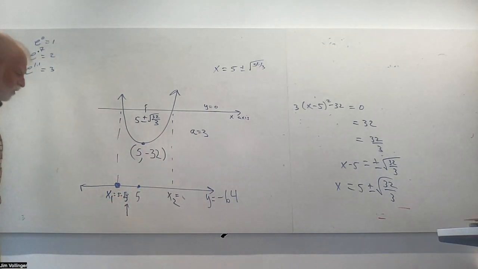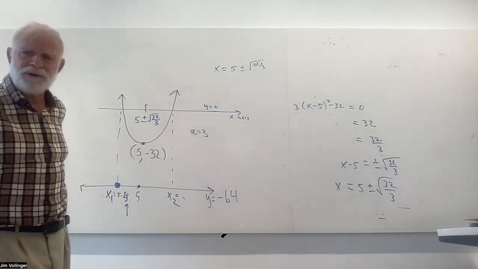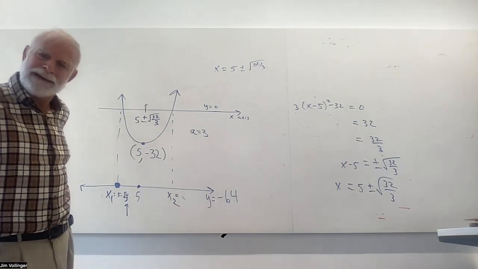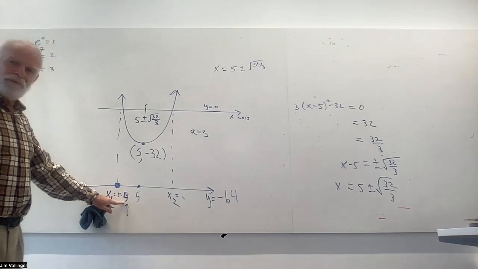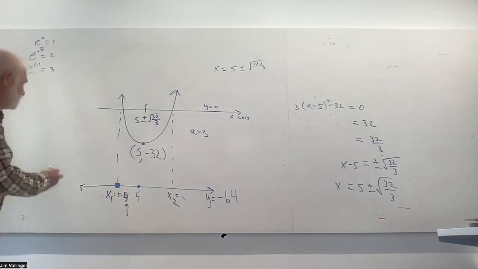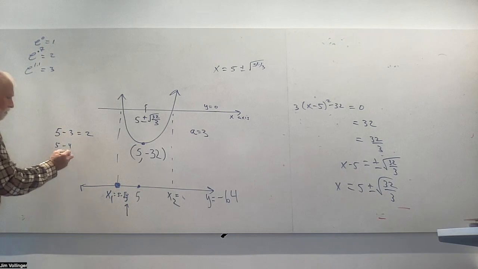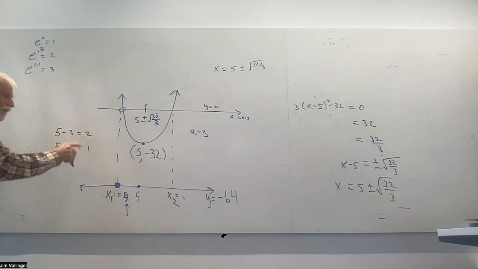32 over 3 is pretty close to 33 over 3, which is the square root of 11, which is somewhere between the square root of 9 and the square root of 16. All right, so we know our answer here is somewhere between 3 and 4. So 5 minus 3 is 2, and 5 minus 4 is 1. So we got an answer here between the numbers 1 and 2.